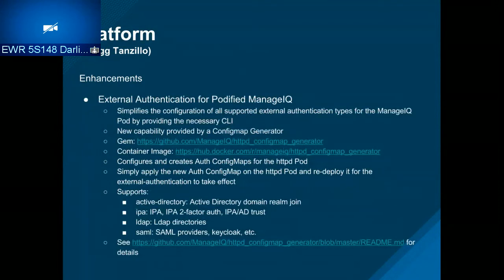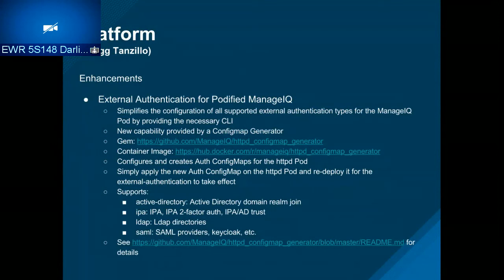Yep, so we've been going full steam ahead to provide the config map generator for the G release. What essentially that does is simplify the configuration of external authentication for the podified ManageIQ. It's a new capability, compared to the current appliance external auth. Other than IPA, everything is pretty much manually configured. But for the pods, we provide this config map generator.